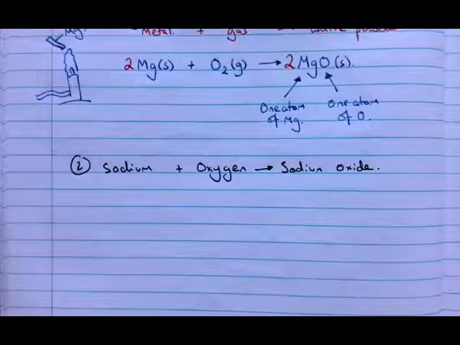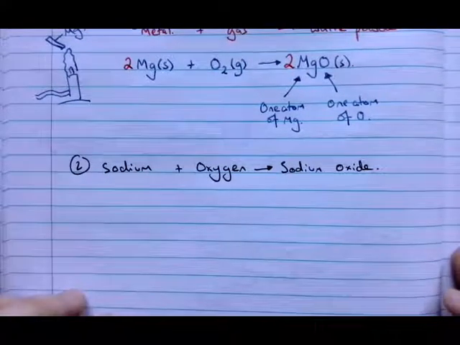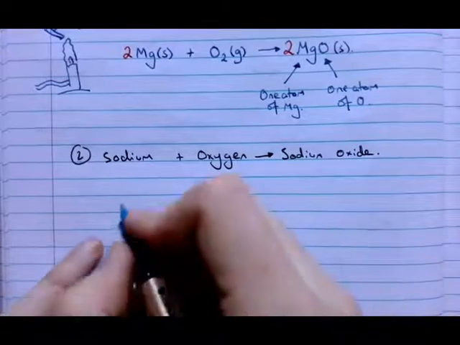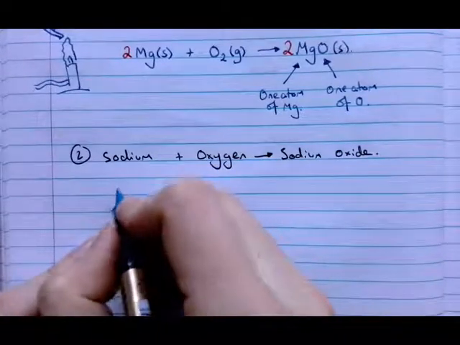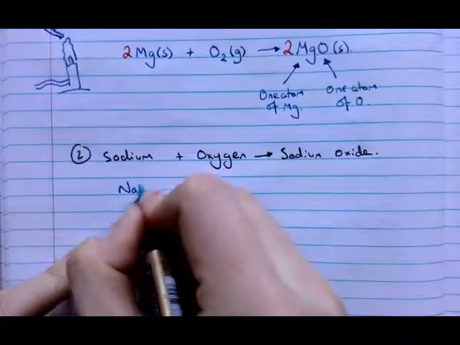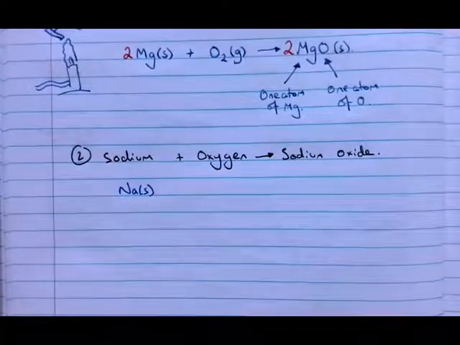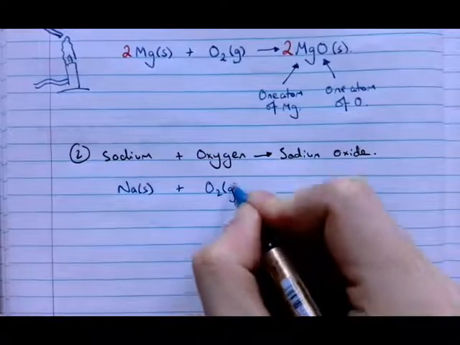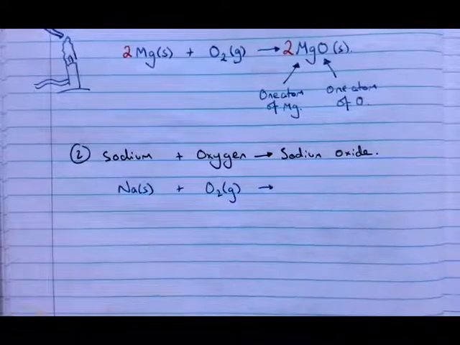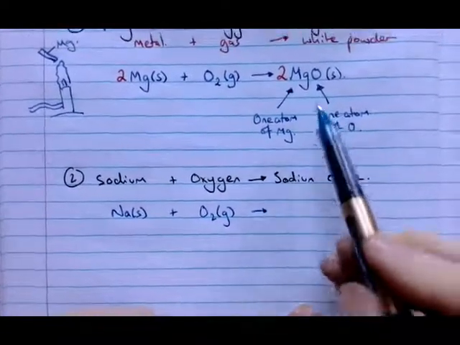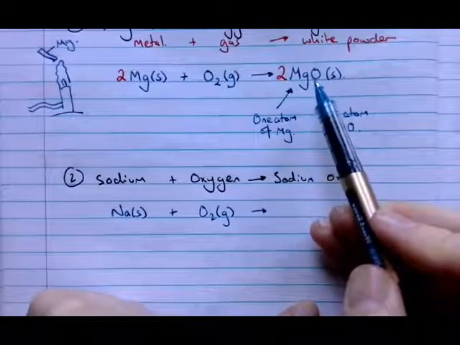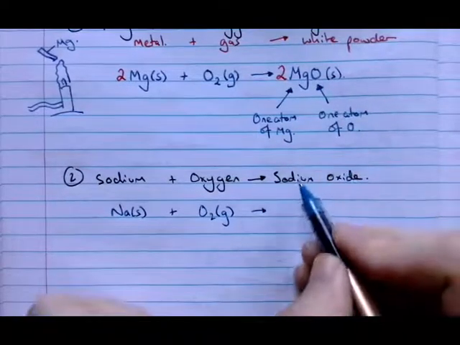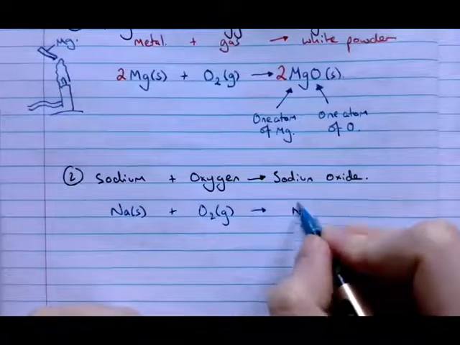Okay, now let's do the same again. So we have the formula for sodium is Na, and that's a solid. The formula for oxygen is O2, and that's a gas. Now, this is where you need to be careful. So the formula for magnesium oxide was MgO. However, the formula for sodium oxide is Na2O.